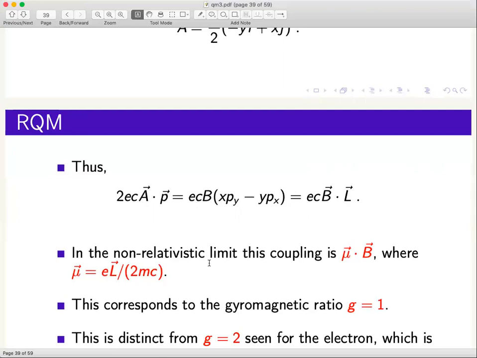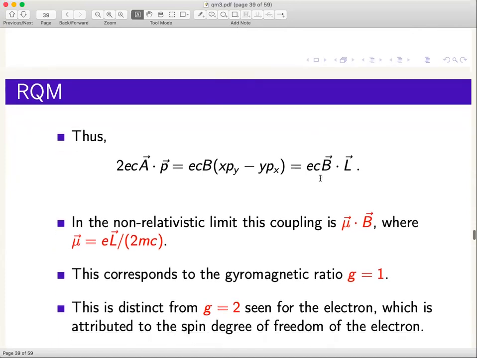Now of course this expression is something we have used already in the non-relativistic theory, and that coupling is something we called mu dot B coupling, where magnetic moment mu is written as E times L upon 2mc. Given that this quantity appears with factor 1, this implies that a particle with this kind of interaction would have gyromagnetic ratio 1.